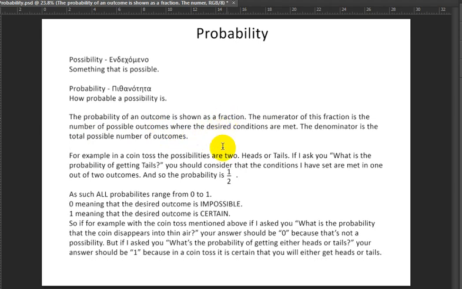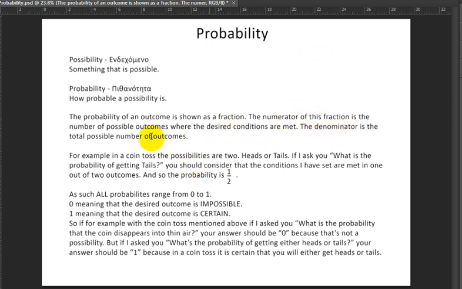So let's say my experiment is a coin toss, right? So in the coin toss, for example, desired conditions might be something like getting tails or getting heads. Those are the only two possible conditions, really. So in this case, if I asked you, what is the probability of getting heads in a coin toss, you would start with a fraction that has a numerator of 1.